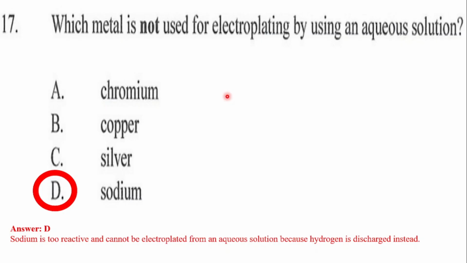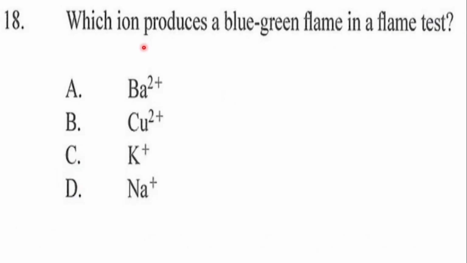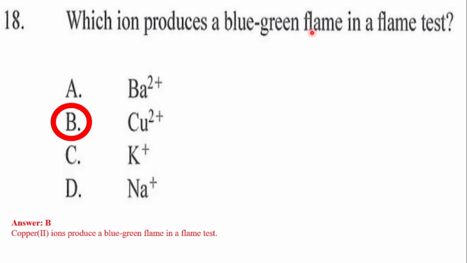Let's move on to question number 18, and it says, which ion produces a blue-green flame in a flame test? Is it Ba2+, Cu2+, K+, or Na+? The correct answer here is definitely going to be B, Cu2+, because copper-2 ions produce a blue-green flame in a flame test. So this is the correct answer, B.